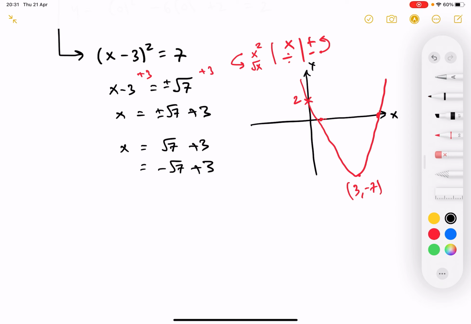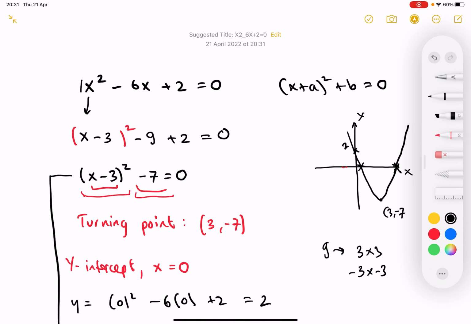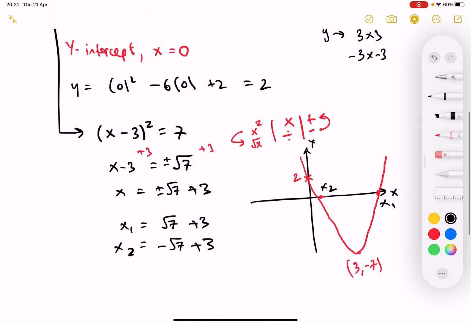So let's call this maybe x1, x2. This is x1, this is x2. Okay, hopefully this made sense. I think let's go through another example.